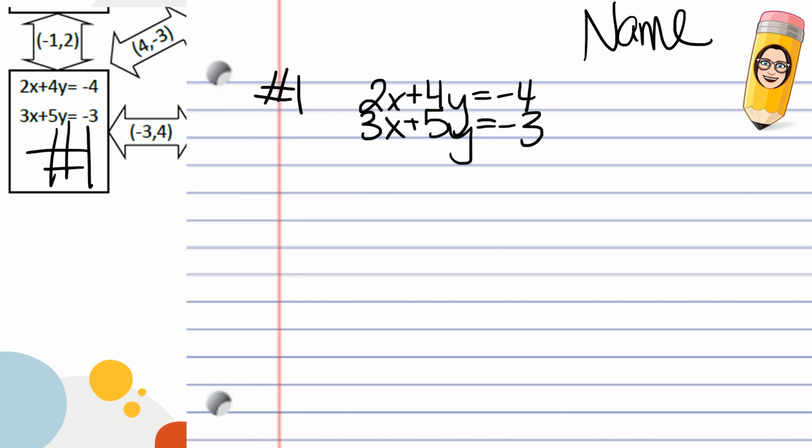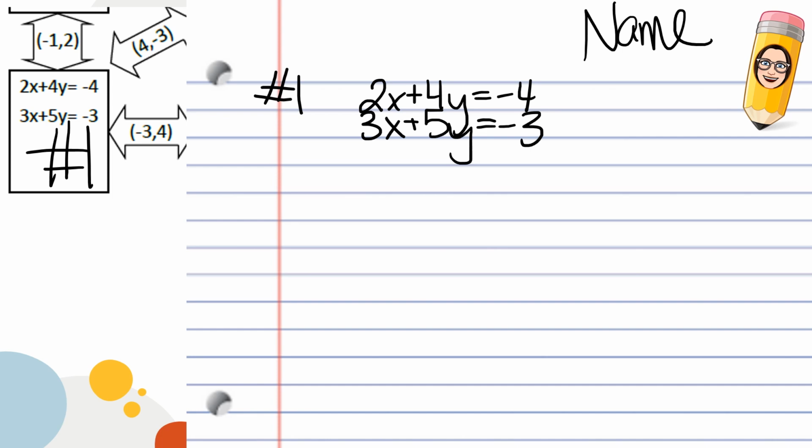Step 2, choose a variable to eliminate. Well, let's see. If I look at the x's, a 2 and a 3, none of those easily eliminate, right? And then if I look at the y's, a 4 and a 5, nothing cancels out. So I have to do a little bit of work. So I'm going to choose the x's because they're smaller, all right?